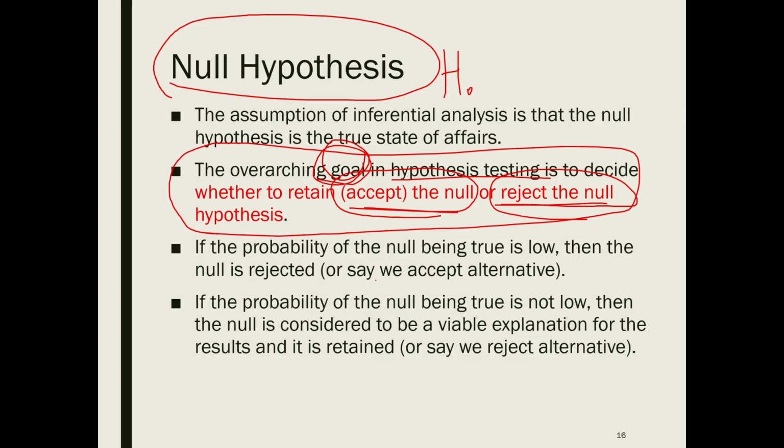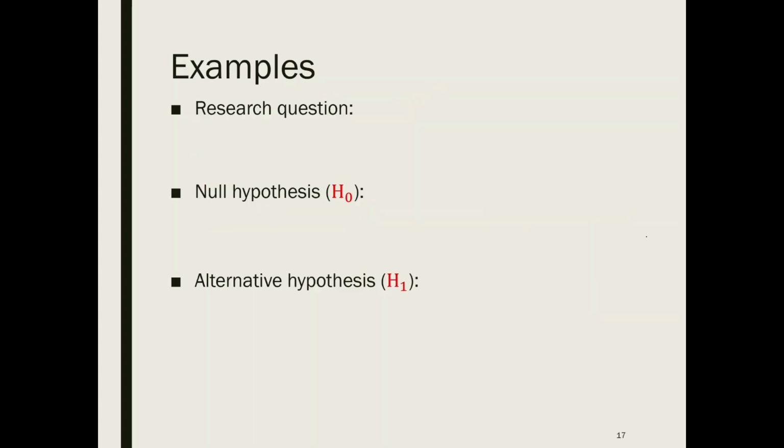Okay, so if the probability of the null being true is low, then we reject. If it's not low, it's high, then we cannot reject it. So if the probability of the null being true is low, we will reject the null hypothesis. If it's not low, that basically means the null hypothesis may be correct, then we're going to accept the null hypothesis, then we reject the alternative hypothesis. Okay, this is very important. So I'm going to show you some examples.